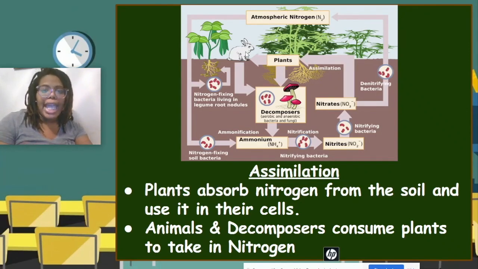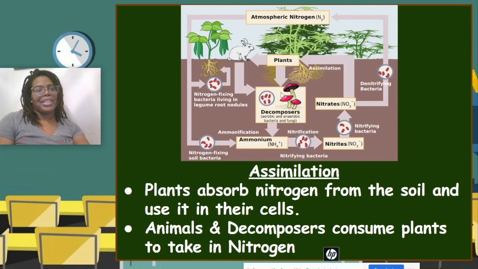And then when the animals consume the plants, they're going to also be able to take in that nitrogen into a form that they can use to help them in their cells. And then when the animals and the plants die, decomposers are going to also be using that nitrogen in their bodies. Okay, so those are the main things that are happening in the nitrogen cycle. And then once the decomposers or animals poop, they can release ammonia and it'll go back into this whole cycle that we see again.